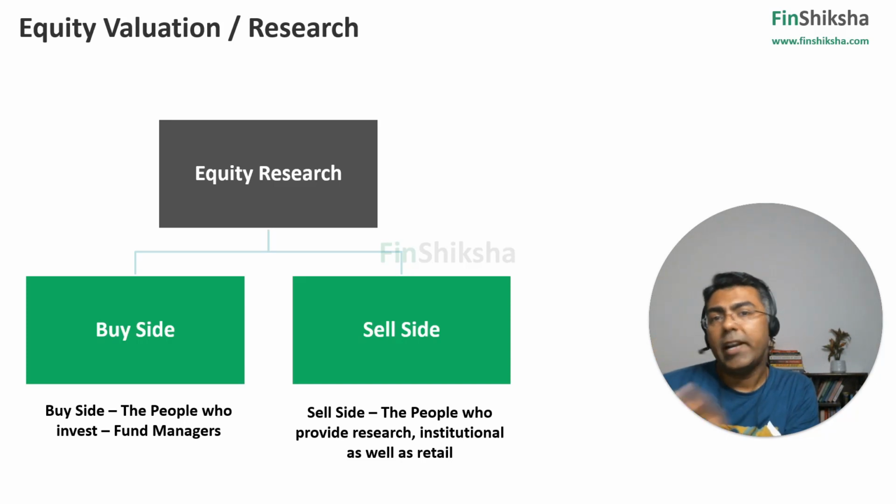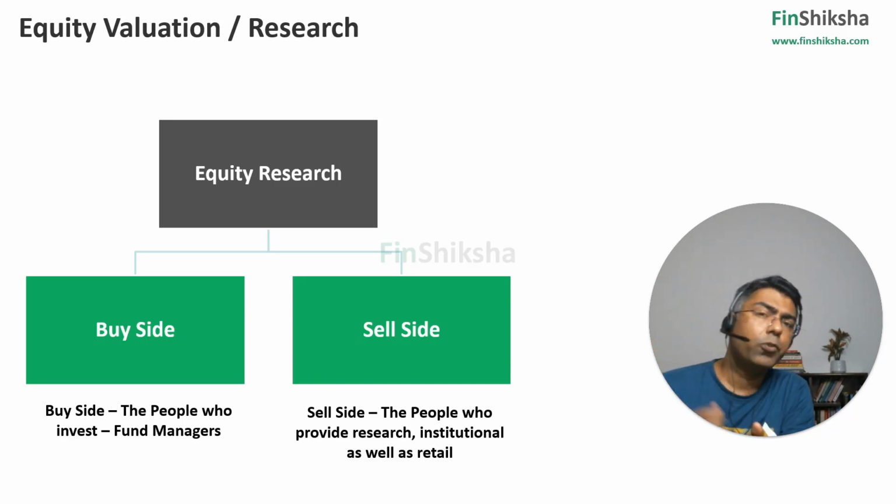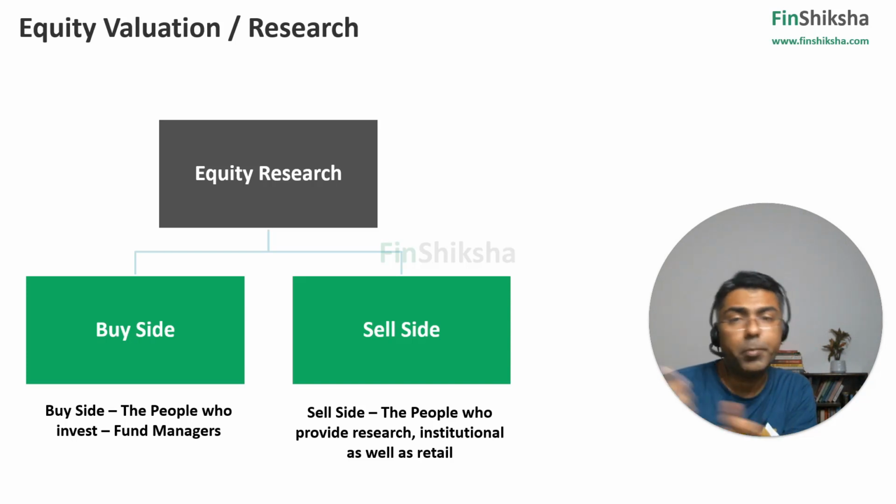The buy side, on the other hand, as we discussed, are all the mutual funds. You could also have portfolio management services. You could have alternative investment funds, AIFs, PMS, who would essentially be the fund management segment, who would be taking actions on individual stocks, trying to create a portfolio, selling those portfolio management services to investors eventually. So that's the segregation.